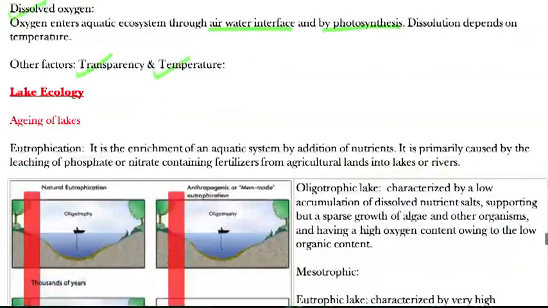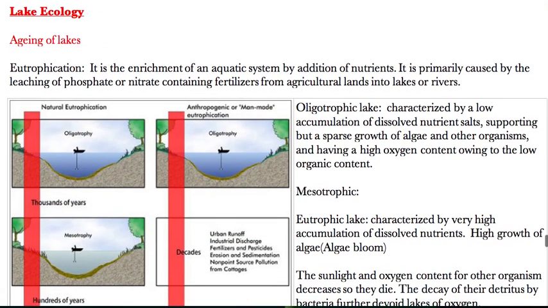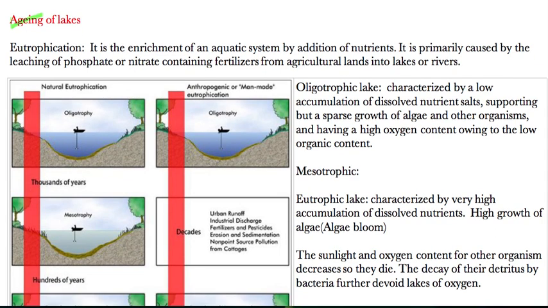Now we'll see a new topic, which is lake ecology. In lake ecology, first we'll deal with aging of lakes. So what is aging of a lake? As human beings or any organisms age, the lake also ages. Generally the natural aging of a lake happens over thousands of years, but due to anthropogenic changes this is happening much faster, and that is happening by a process called eutrophication.